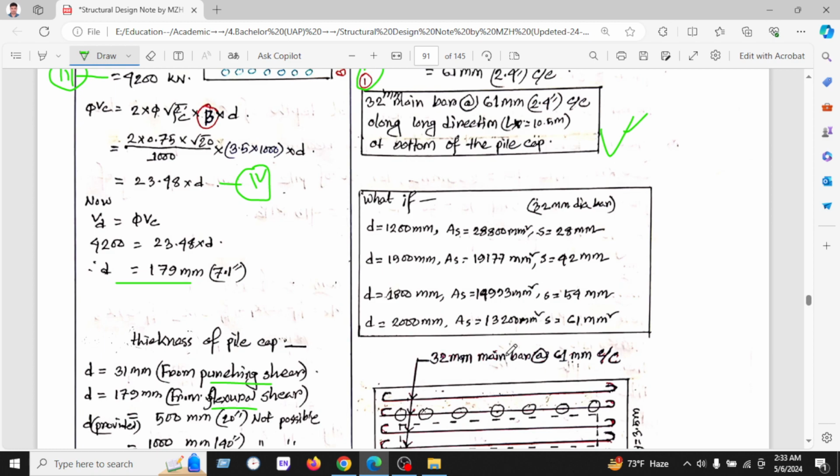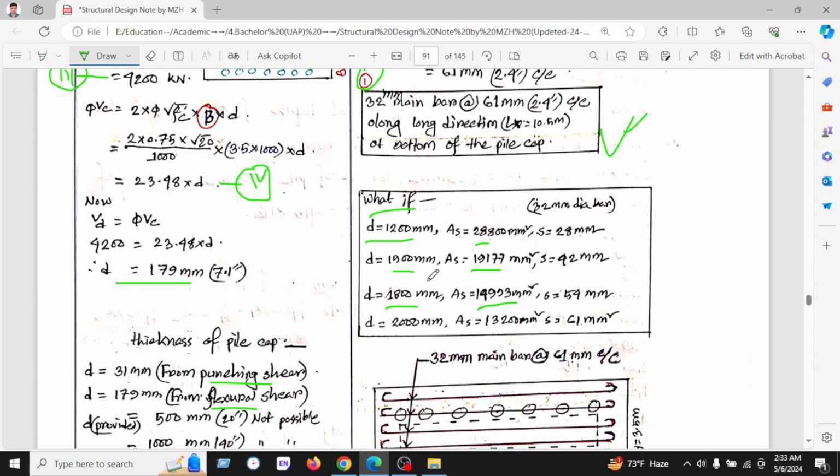But I have analyzed another case here. What if we change the dia? Suppose we change the dia to 1200, then our reinforcement will be 28800. If we change the dia again to 1500, then our reinforcement will change to 19177. If we change it to 1800, then our reinforcement will be 18993.